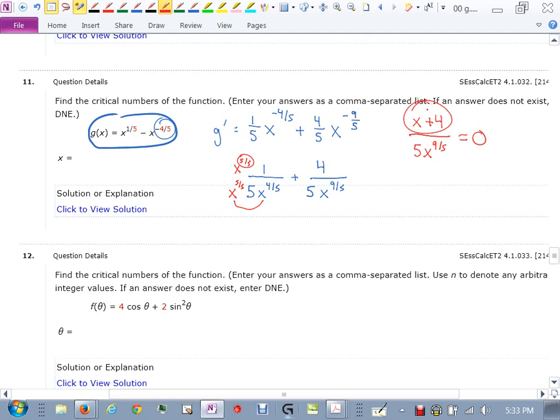So when is the top 0? That happens at negative 4. And then when is the bottom 0? That happens at x equals 0. However, we do have an issue because the original problem, this part is 1 over x to the 4/5. And therefore, x cannot be 0 or else the original function is not defined. So even though I got a critical number of 0, I'm going to throw it out. The only critical number I'll have is negative 4.